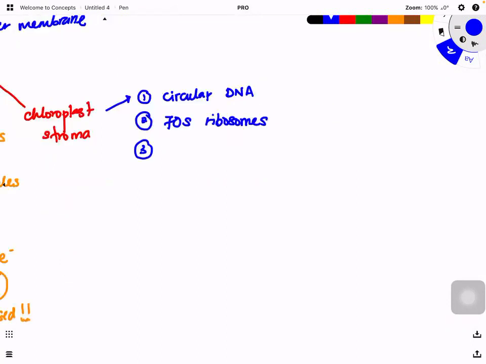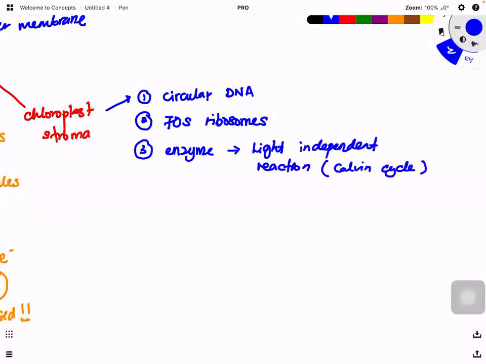In mitochondria, the enzyme is involved in aerobic respiration, right? Here also they have enzyme, but this enzyme is involved in the light-independent reactions, or known as the Calvin cycle. During this Calvin cycle, they produce starch. So inside the chloroplast stroma, you can also get the starch granule.